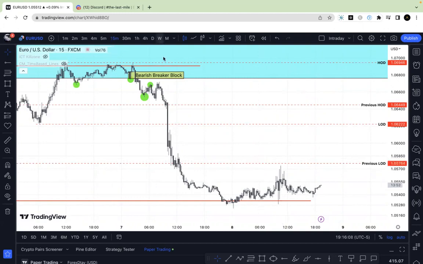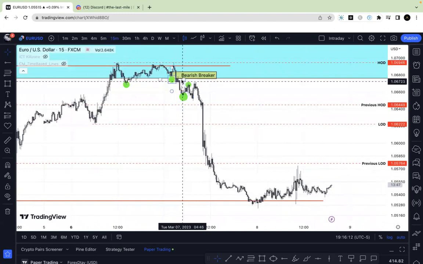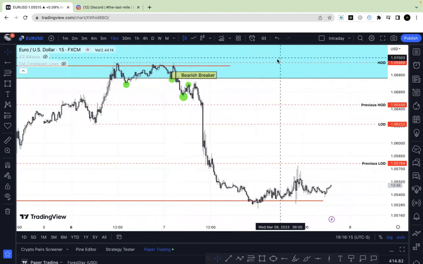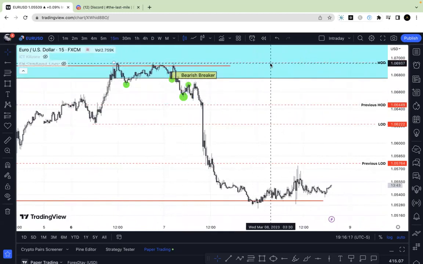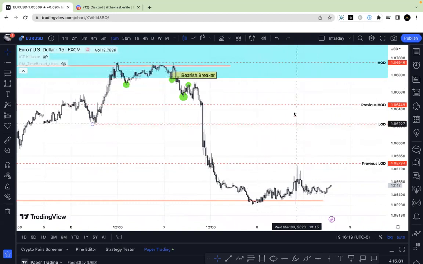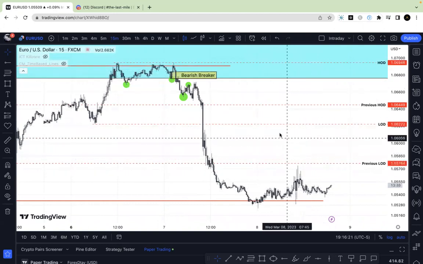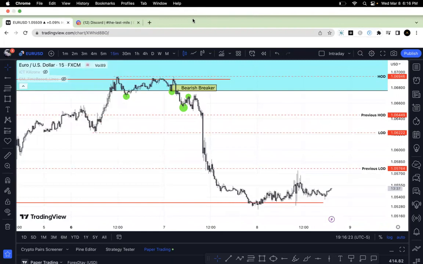Yeah, it's really good for intraday. It's just a way to basically narrow down your zones. It's going to perform in between the previous high of the day if you are bearish, and the previous low of the day and the low of the day if you are bullish. So let me know how that goes. Let me know if you guys have any questions about that.